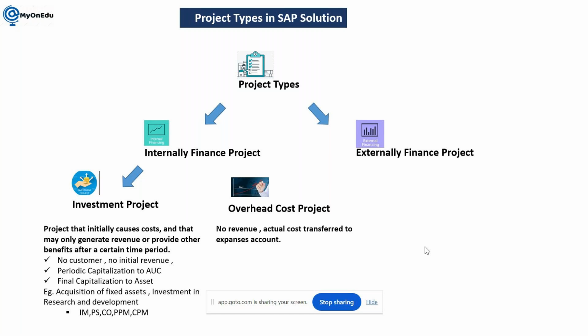Another kind of project is the overhead cost project, where we will not have any revenue. Actual cost will be transferred to an expense account. There will be no customer, no initial revenue, and capitalization to a cost center. The example is an R&D project, and the modules implemented here are PS, CO, PPM, and CPM.